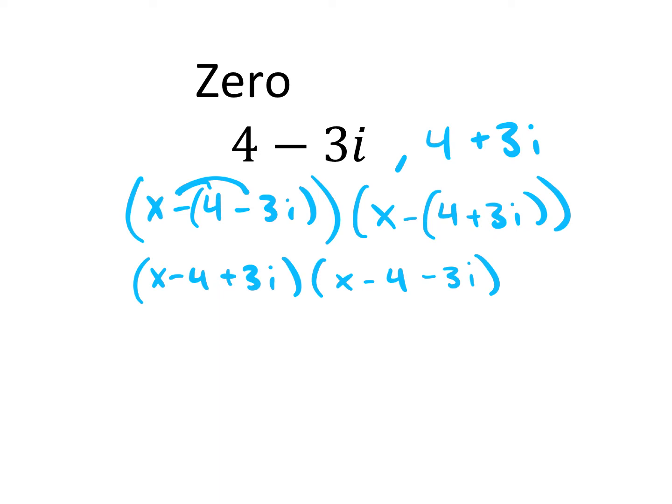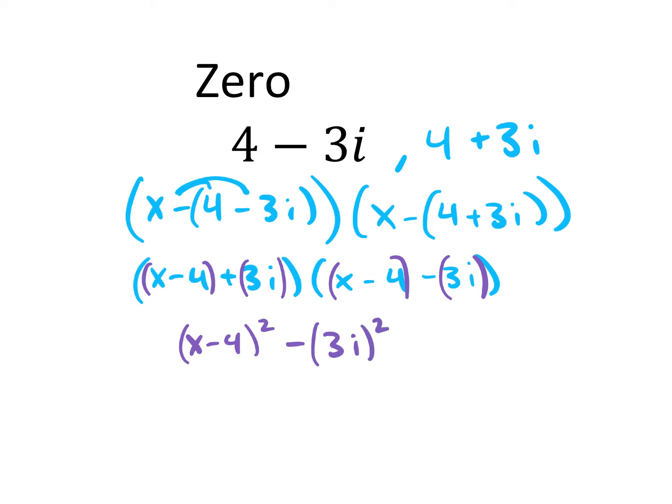So now here I have conjugates. My first term is x minus 4 and my second one is 3i. So I can do my shortcut. You could just multiply your trinomial times the trinomial. That's fine. But I would say do the shortcut. So you have x minus 4 squared minus 3i squared. So you square the first term minus the second term squared.